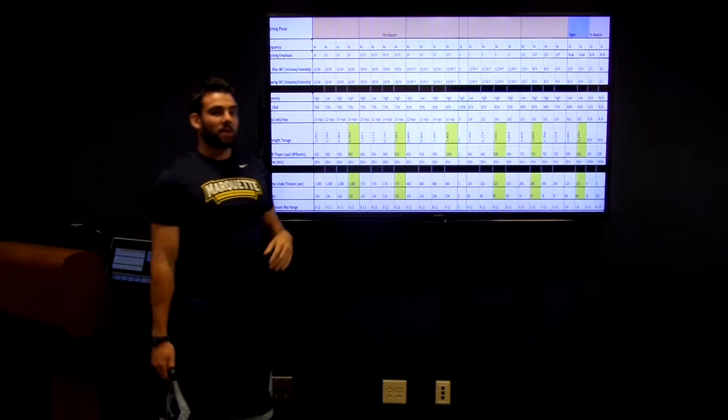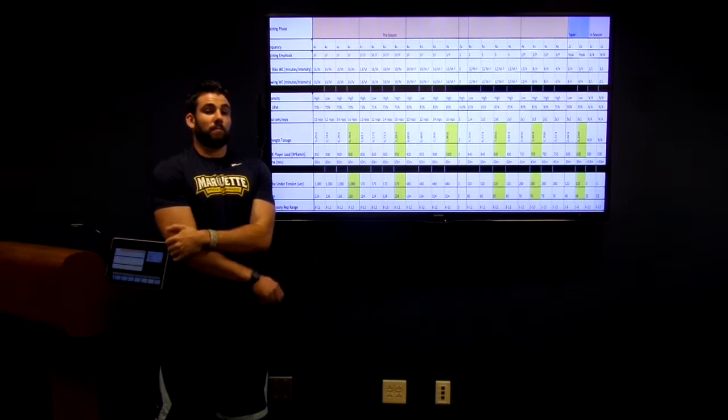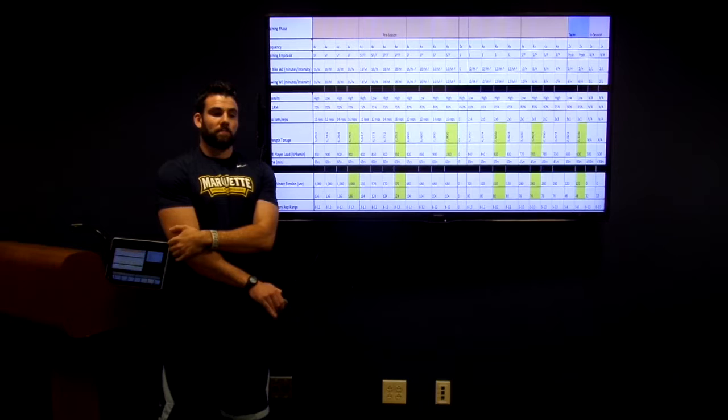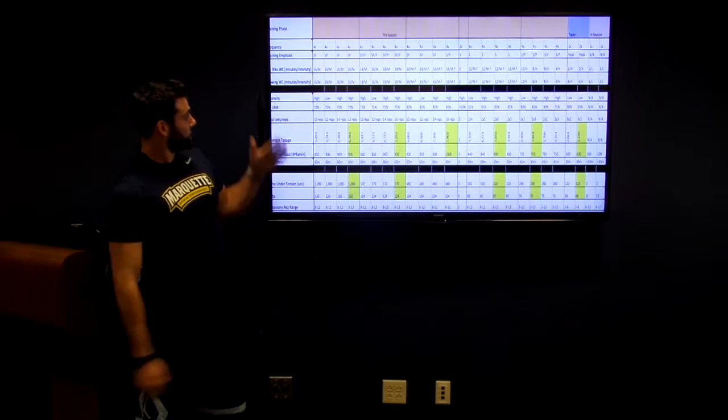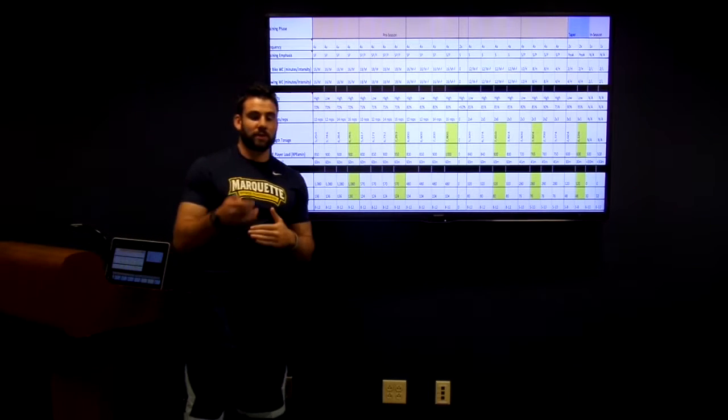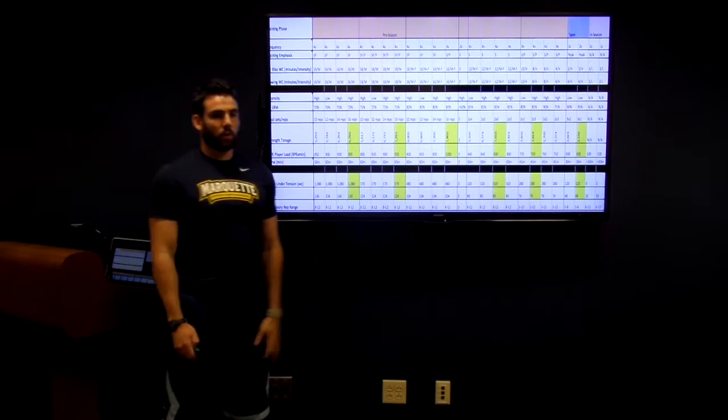With that, I also want to mention during the first half of the year, the work to rest ratio is going to be anywhere from 5-to-1 or 4-to-1. As we narrow down to the in season, that work to rest ratio is going to decrease to 3-to-1, 2-to-1.